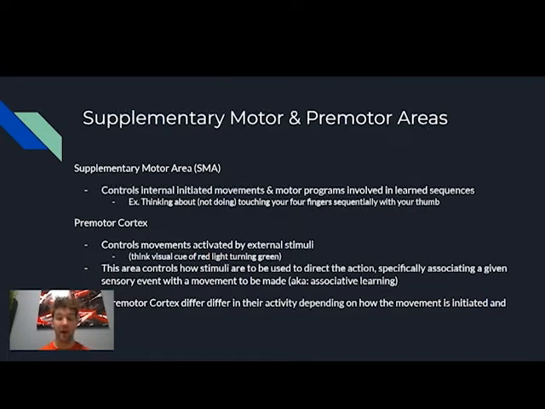Movements that are activated by external stimuli are controlled primarily by the lateral premotor area. Think of the visual cue to go when a traffic light turns from red to green. This area controls how stimuli are to be used to direct the action, specifically associating a given sensory event with the movement to be made, aka associative learning. So yeah, the SMA and premotor cortex differ in their activity depending on how the movement is initiated and guided.